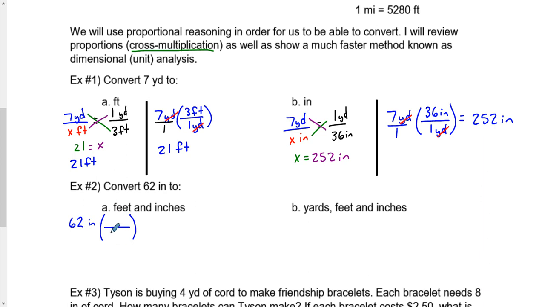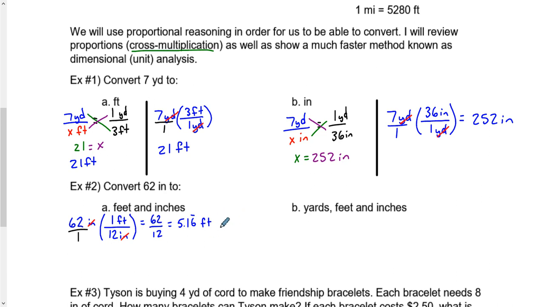So 62 inches, I set up 12 inches in 1 foot. This means I'm going to take the 62 and multiply by 1, the 1 multiplied by 12. Inches would cancel off. This part you wouldn't necessarily need to write, but it's a good key part to have. 62 divided by the 12 is 5.16 repeated feet. But that's not feet and inches. That's 5.1666666 feet.